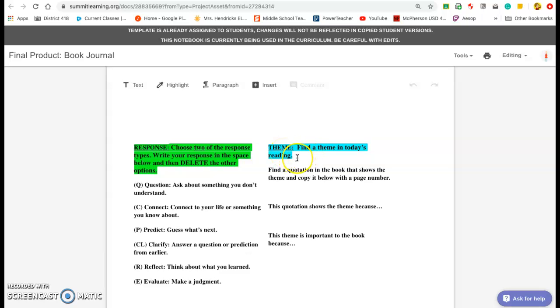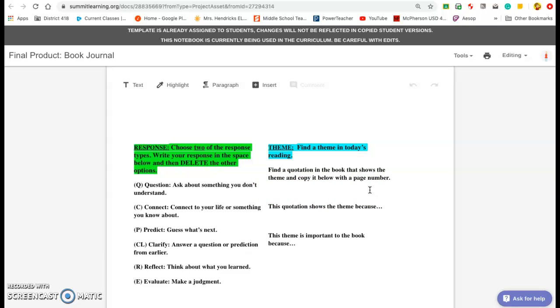So I want you to think, what do you think the theme or the message is of this chapter? What's the takeaway message from the author? You're going to find a quote in the book that you think shows that theme, and you're going to write it here exactly as you find it in the book.